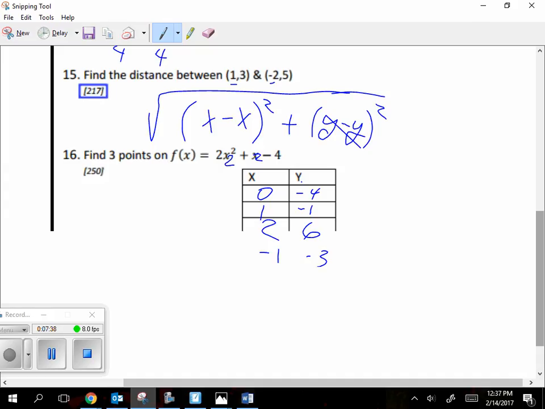And number 16, 0 goes to -4, 1 goes to -1, 2 goes to 6, -1 goes to -3. There was an infinite number of things you could have put in, but usually people pick the small numbers and stick them in for x. Okay, so that's just a quick reminder about the top 20. That test is happening tomorrow in class.